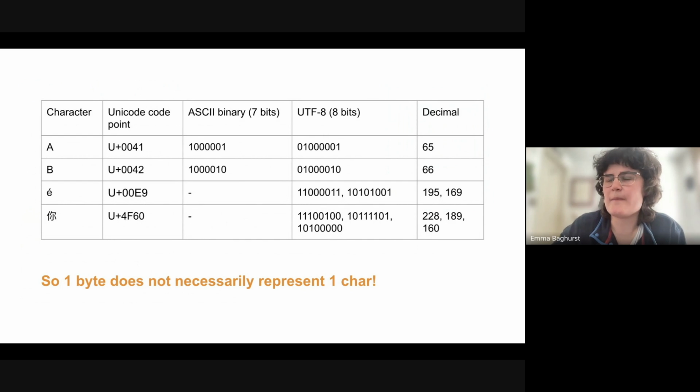So this is just a simple table showing different characters. The first two, A and B, are present in both ASCII and UTF-8, and you can see that the decimal values of both of them are the same. But in UTF-8, it's encoded using 8 bits, which is 1 byte, while in ASCII, it's 7 bits. Then the subsequent 2 characters, the E with the accent and the Mandarin character, are not present in ASCII. They're present in UTF-8, but they're encoded using multiple bytes. So just again to emphasize, 1 byte does not necessarily represent 1 character in Rust because it uses UTF-8.